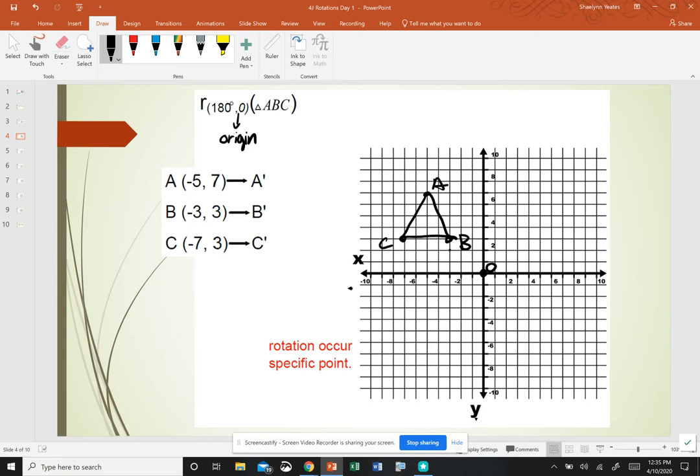So that means that I take this and I rotate it around. See how it's in this quadrant? If I rotate it 90 degrees, I'd end up in this quadrant. If I rotate it 180, I should end up over here. So B would go here, and then 90 degrees would put B there. Then 180 degrees would put B right here. So this is where B prime will be. B went from (-3, 3) to (3, -3).